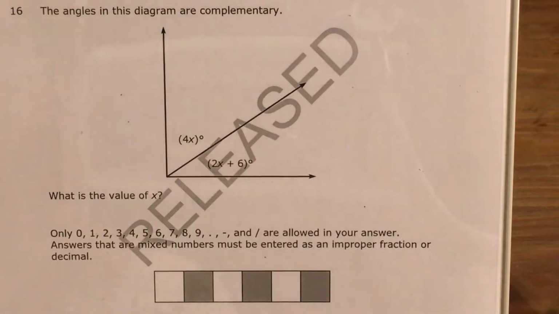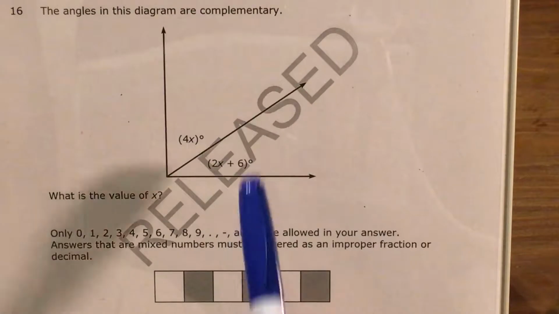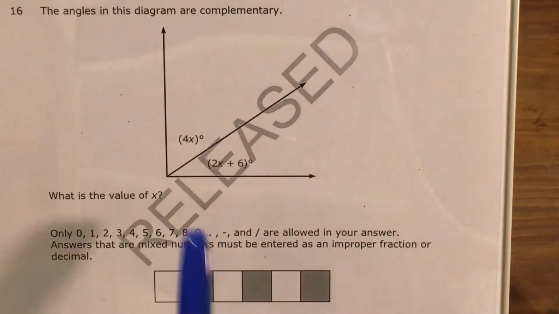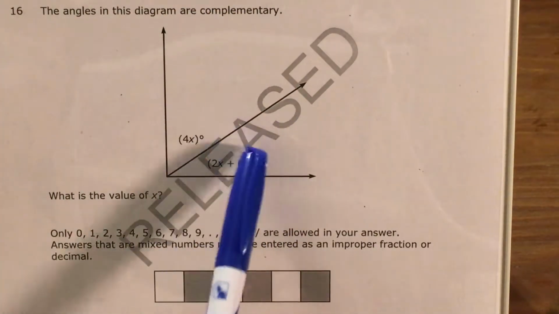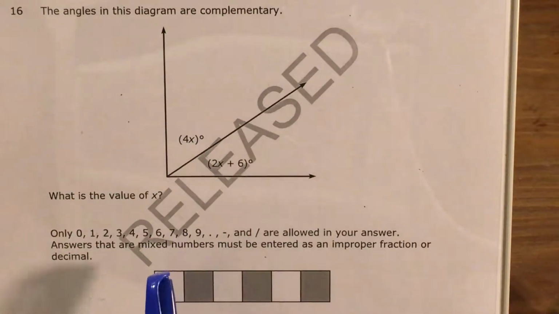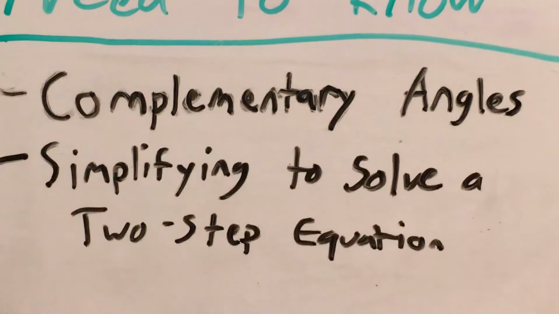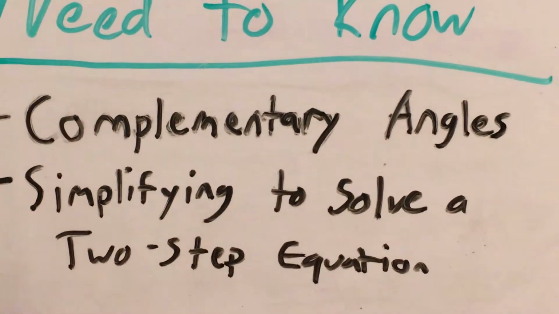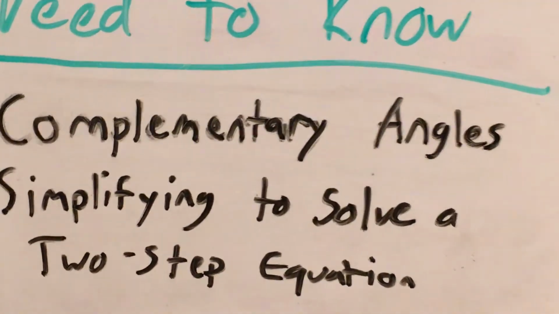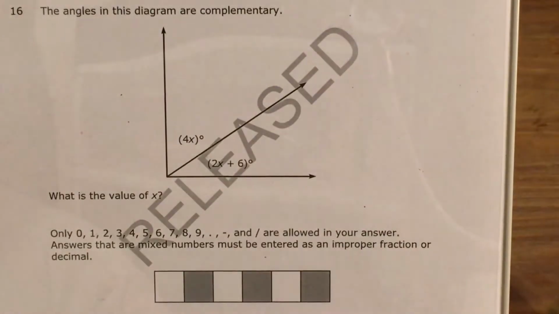So, we can see that this question tells us that the angles in this diagram are complementary. We'll talk about what that means, and we're just supposed to figure out, knowing that these two angles are complementary, this one is 4x, whatever that is, and this one is 2x plus 6, whatever that is. All we have to do is find the value of x. This is going to require using a couple tricks that we haven't had to deal with before in these released questions. So we're going to need to know how to work with complementary angles and also how to simplify one side of a two-step equation as part of solving it. Alright, so let's go ahead and get started on all of this.